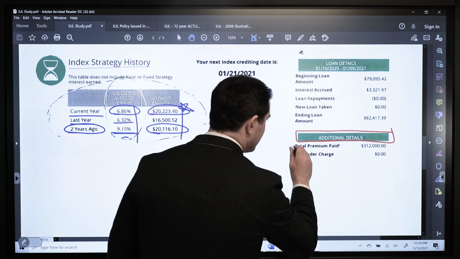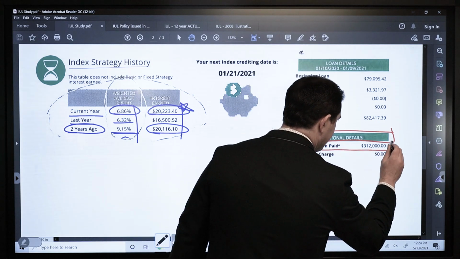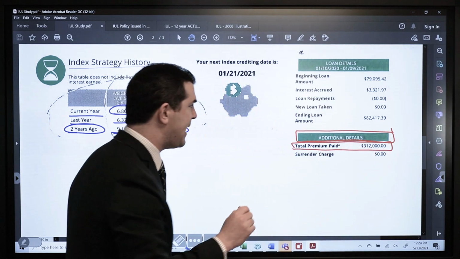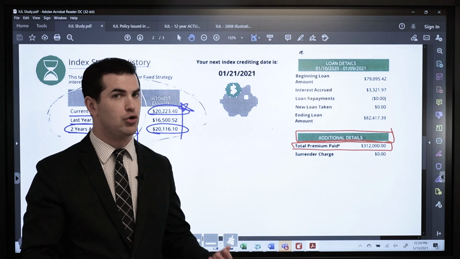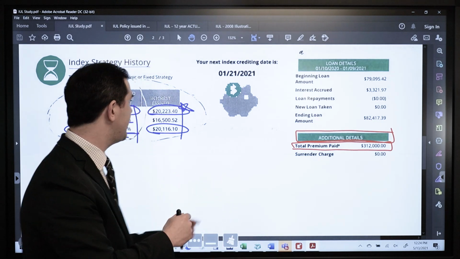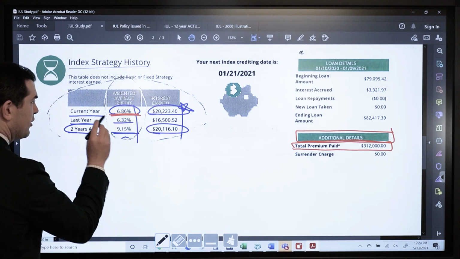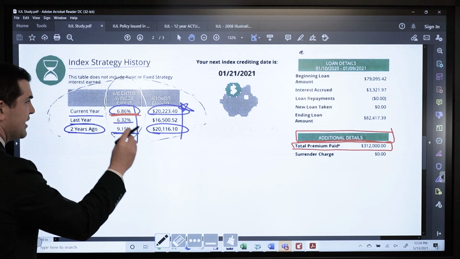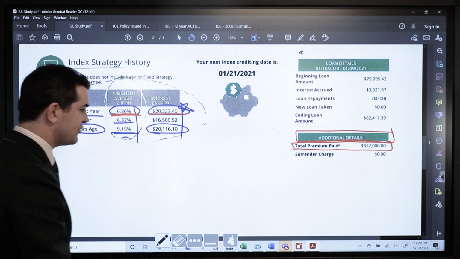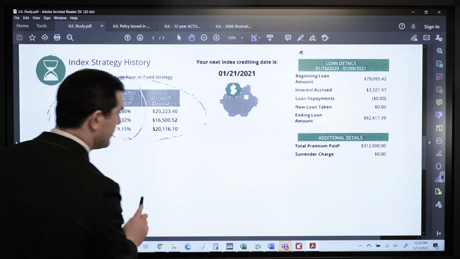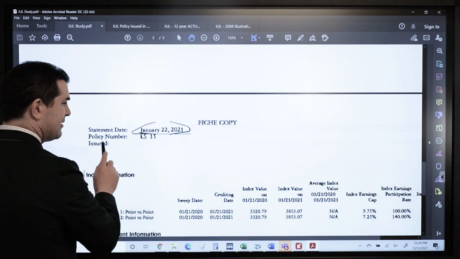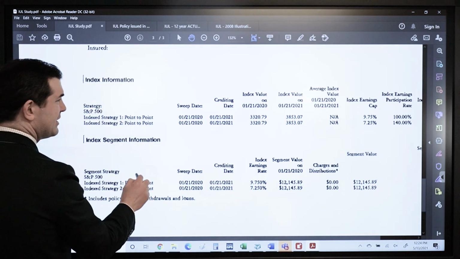Additional details, here's an important piece of information. Total premiums paid since he opened the policy, $312,000. Keep that number in mind. Also keep this number in mind. What he was told he earned this year, 6.86%, $20,000 plus. Okay, if we look at the next page, this isn't really important. Actually, one thing is good to look at.